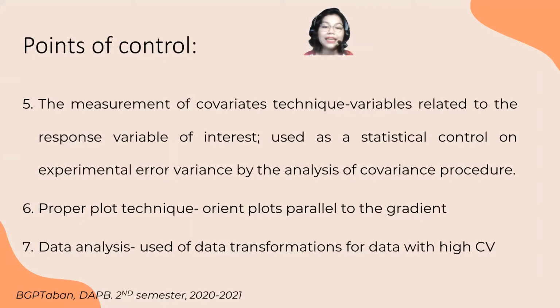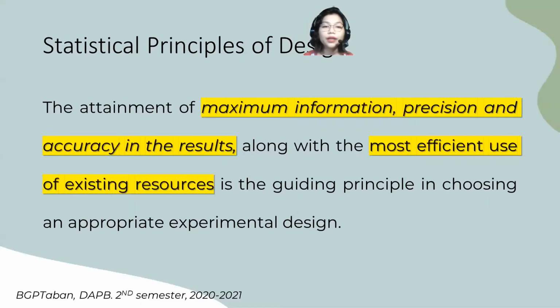Seventh one is data analysis. So use of data transformation for data with high coefficient of variation because there is only an allowed CV. That's why in your thesis, if your CV is very, very high, your teacher might ask you to transform your data. Or worse comes to worst, he or she can have you re-conduct the experiment. It depends on what your experimental units are and what the goals of your study are. Because there is only an accepted coefficient of variation.